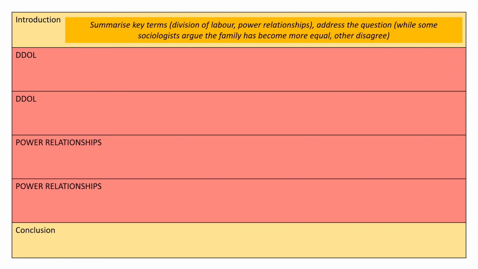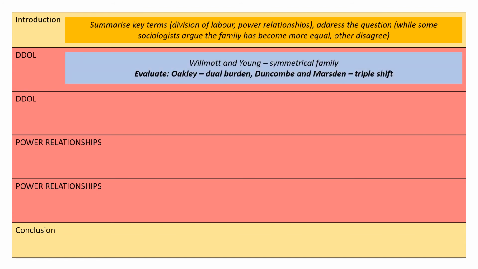But if you remember those 2 simple things, summarise any key terms or any trends that are in the question, such as if you had a question about divorce, you might say divorce has increased in the last 100 years. So summarise the key terms if you don't know where to start, and then a simple sentence to address the question. Normally you can put something along the lines of, while some sociologists argue this, others disagree and argue this. So something like that.